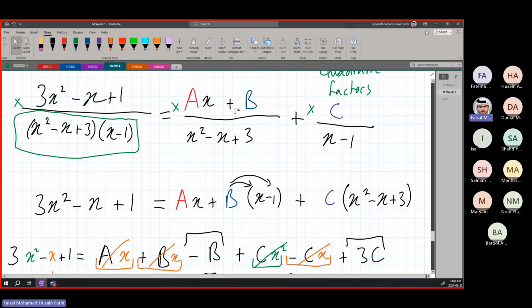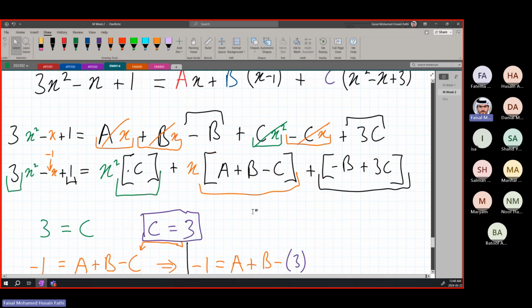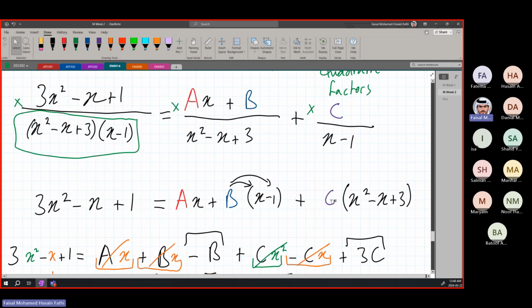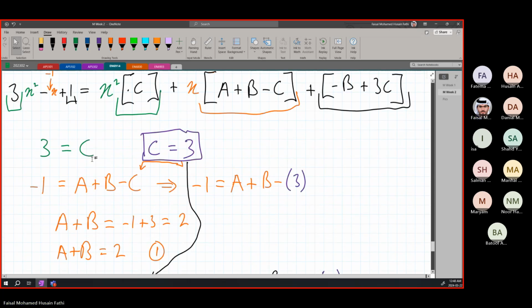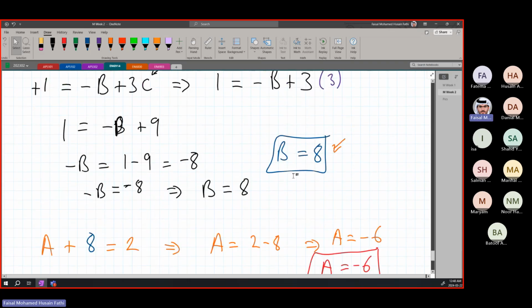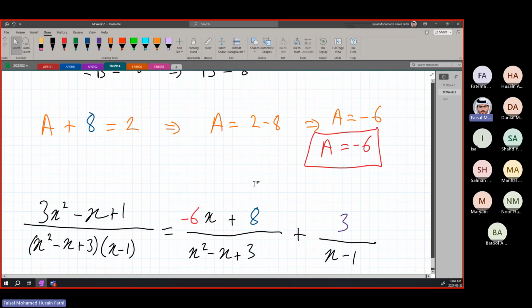You're gonna group up the A's. You're gonna group up the X's. Then you'll group up the X squareds. Then you'll group up the ones without X's. You're gonna solve for each equation. Okay. And then you're just going to solve for A, B, and C, and then you're going to find it in this form. Does anyone have any questions about anything here?